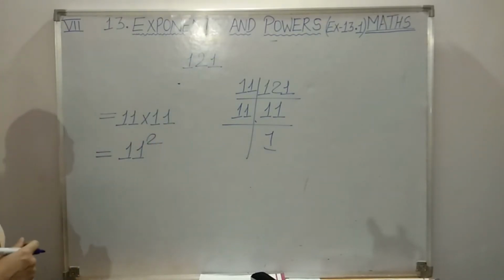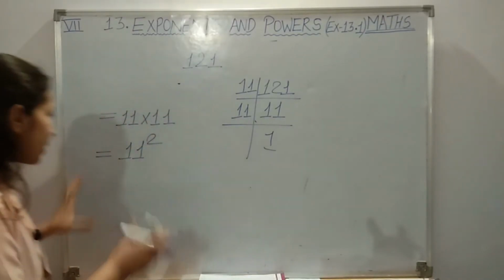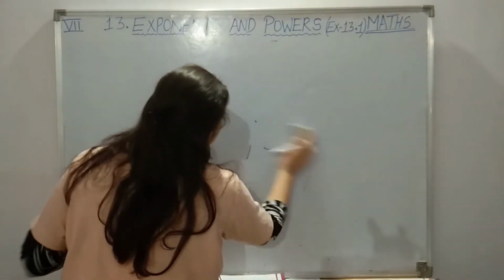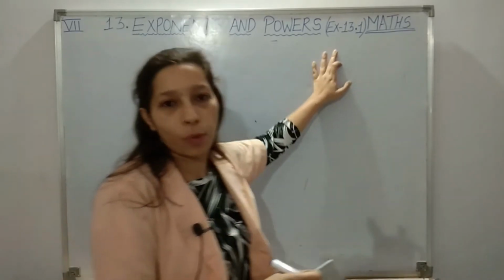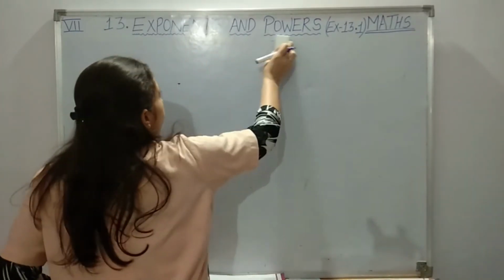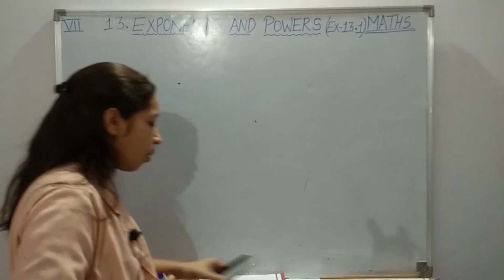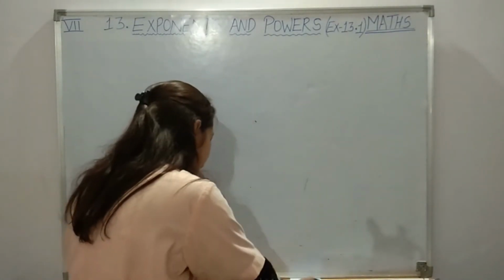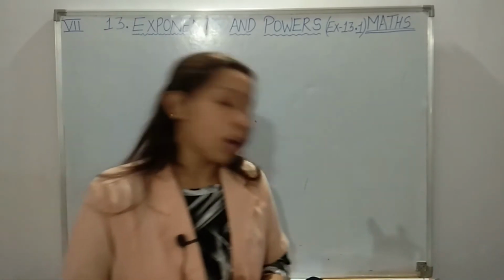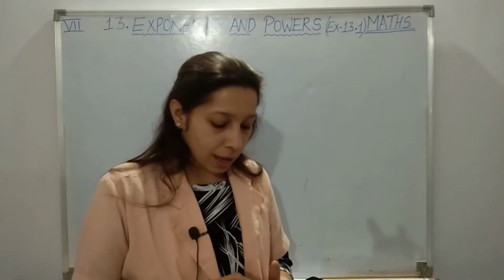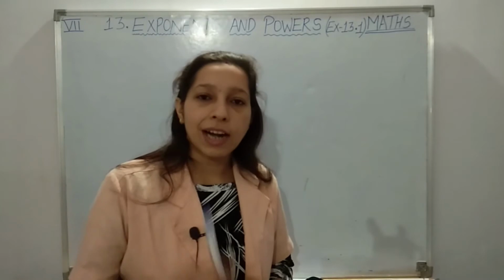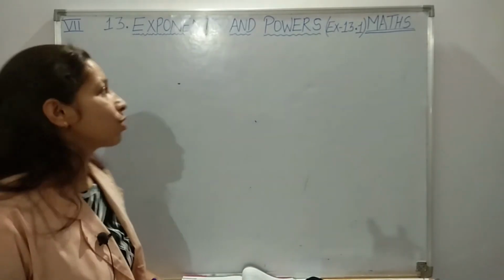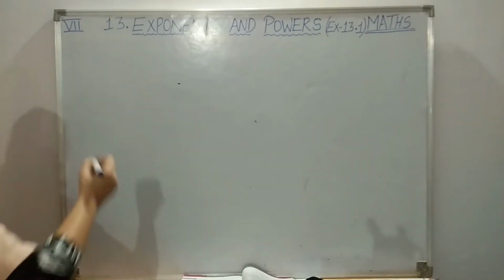Clear students? Basically these two topics only we are going to use for solving the first exercise, which is exercise 13.1. Only two things were required. First was the exponential form and second was writing the numbers as a product of powers of prime factors. So now without any delay we can start our first exercise 13.1. Open your textbooks and see the first question, students, from exercise 13.1.